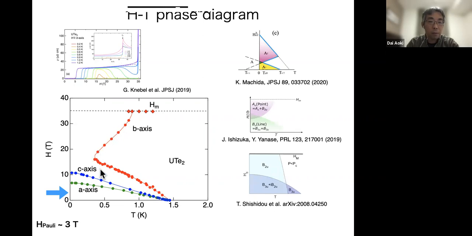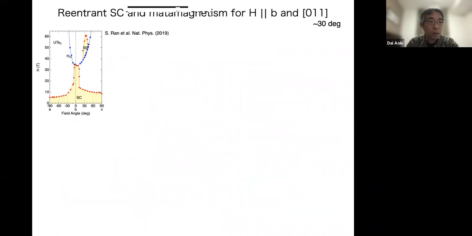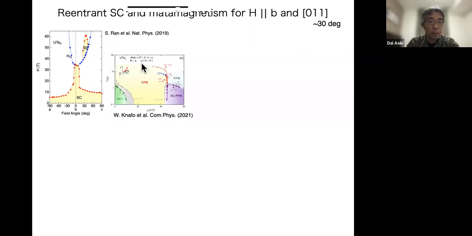And from this HC2 phase diagram, there are several theoretical scenarios by Machida-san, Yanase-san, Shishido, and Daniel. Now I also want to emphasize the reentrant superconductivity when the field is applied along a tilted field direction from the b to c axis. This is the angular dependence taken in Chen-Lan's paper. So we confirm the field-induced reentrant superconductivity at 30 degrees, in this region. This is the paper by William Knafo.